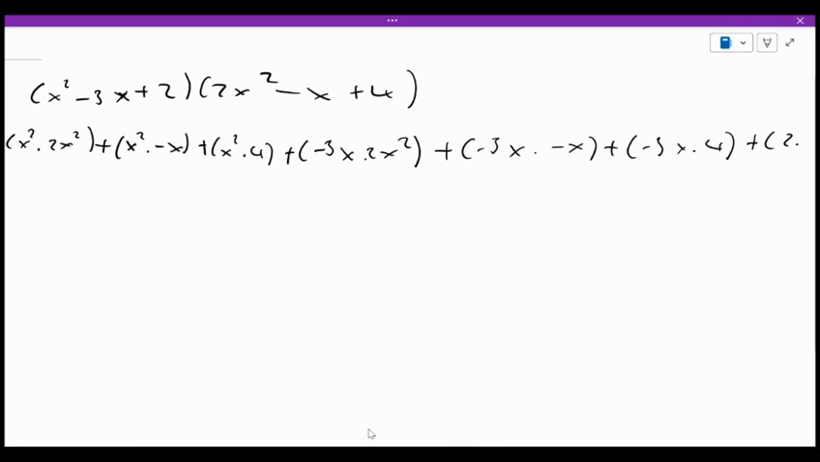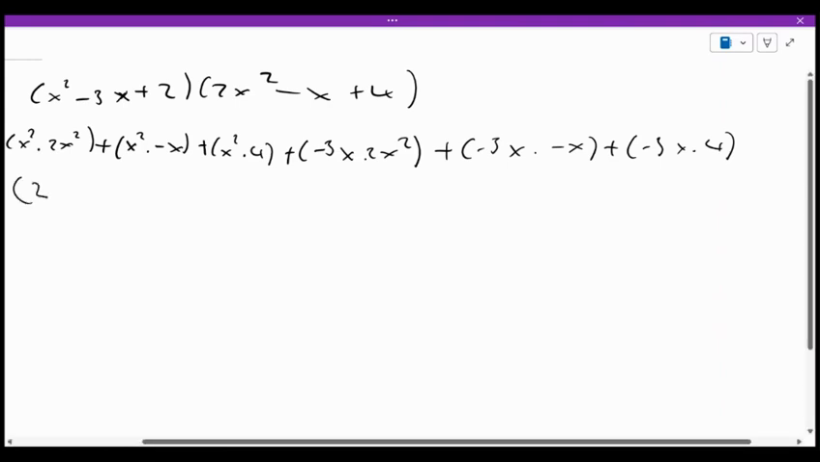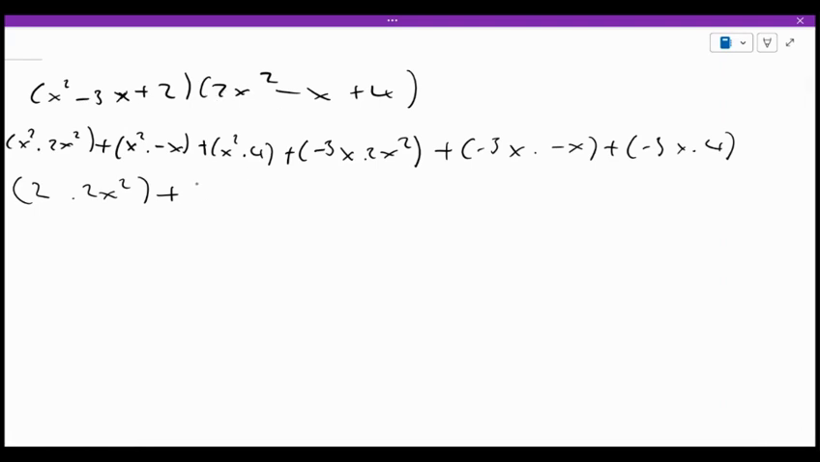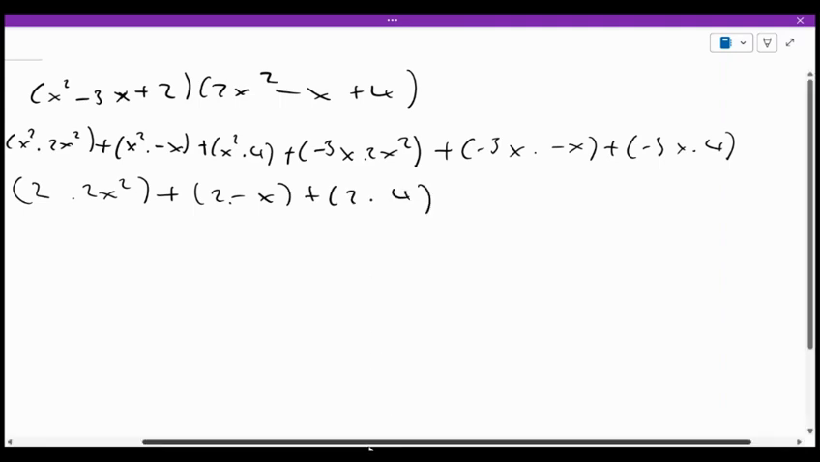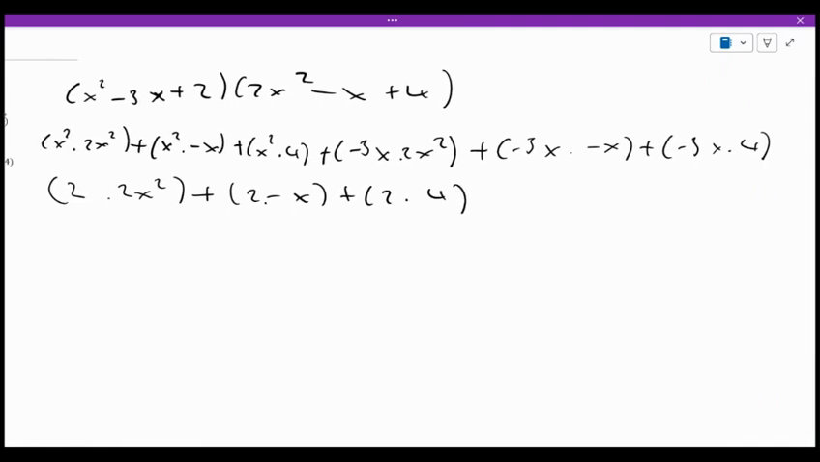Let me just erase this. Let me just write it underneath. We had negative 3x multiplied with 4. And then we moved on to 2 multiplied with 2x squared plus 2 multiplied with negative x plus 2 multiplied with 4. That is what we have. This is our first step. And now we're looking at our second step.